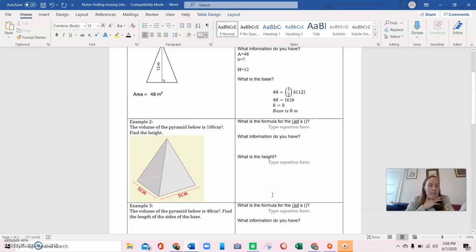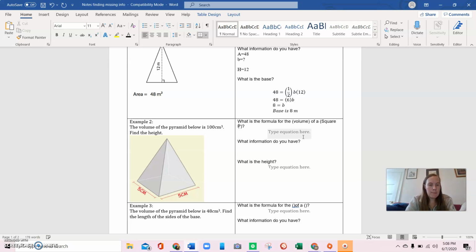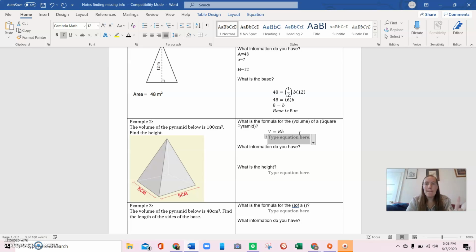Let's look at this one right here. It says the volume of the pyramid below is 100 centimeters cubed. Find the height. All right, so here we're looking for the volume of what is this? This is a pyramid. And it's not only a pyramid, it's a square pyramid. I did spell that right. So remember the volume equals big B times H, but more specifically in our case here, what is going on?